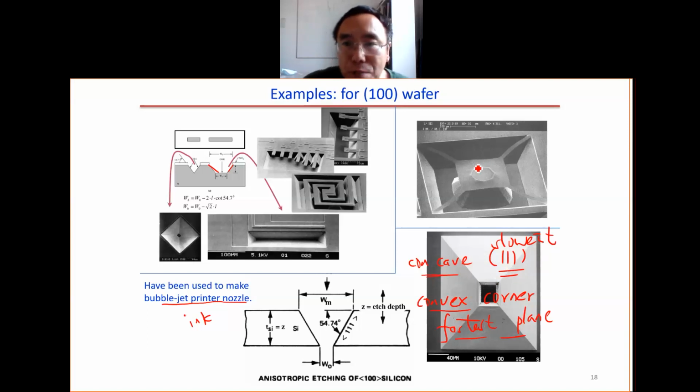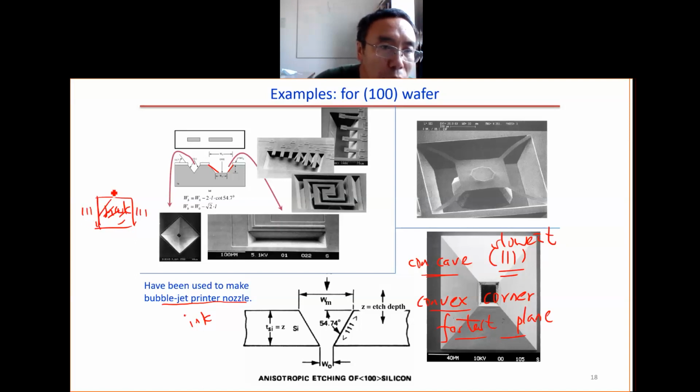For example, if we look here, we have a square window. This is the mask. At the beginning, this will etch down. It will be 111, 111, 111, and 111, like this. At the beginning, they all etch down like this. But after some time, this is convex. This is also convex. For the convex corners, it etches like this, right? It undercuts like this, then eventually undercuts like this.